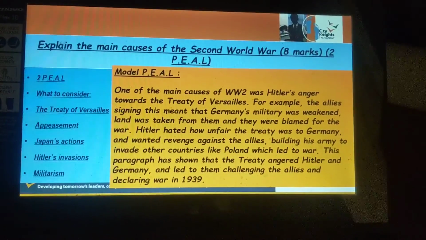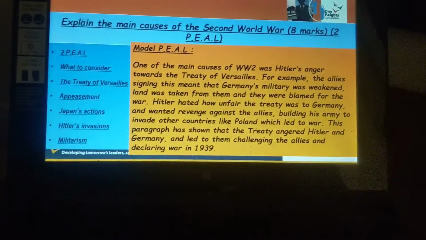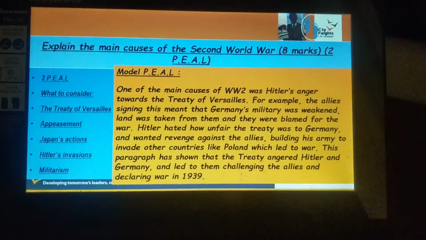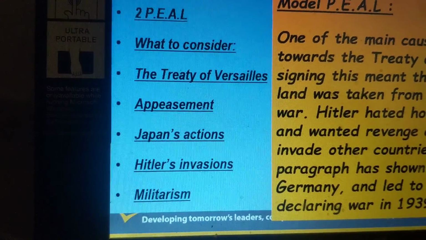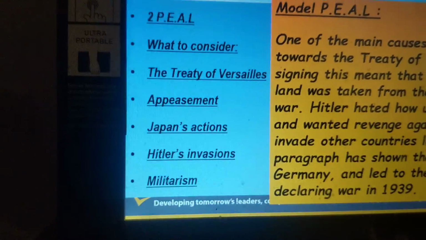All right. So, two paragraphs. What you should consider in answering these questions. Right here we've got loads of causes of World War II. So you've got the Treaty of Versailles.